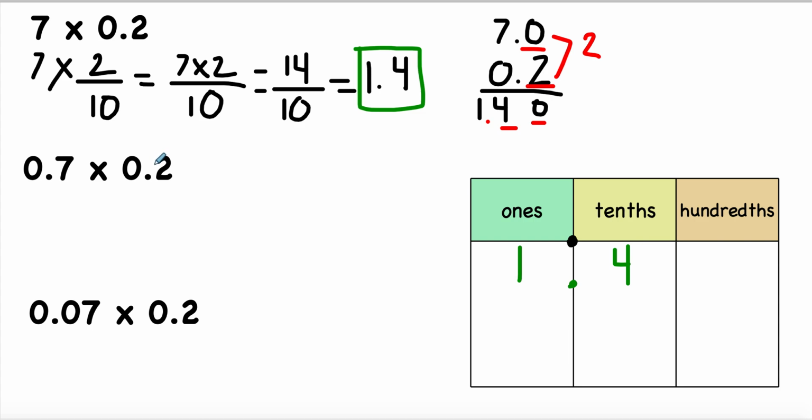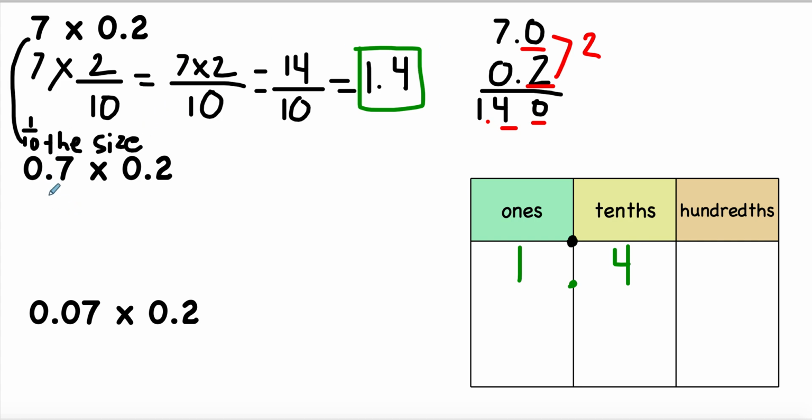Now I want to multiply 7/10 times 2/10. I'm noticing that the numbers in this problem are very similar to the last one. The main difference is this first factor is 1/10 the size of this factor. 1/10 the size. So I'm curious how that's going to affect the size of my product.